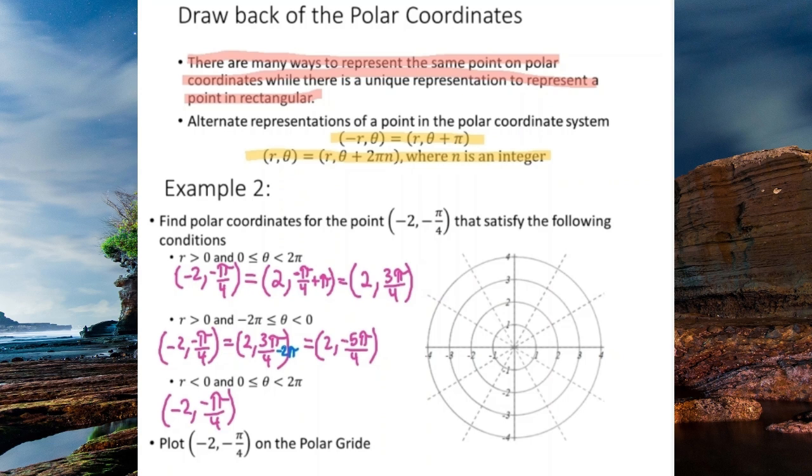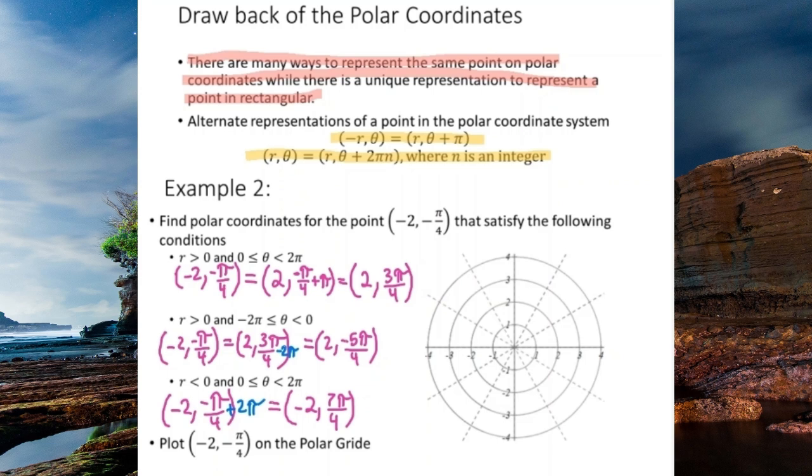Since our point already starts with a negative r, our first condition is already satisfied. However, our second condition is that theta has to be between 0 and 2 pi. Currently, the -pi/4 is too small. So we're going to add 2 pi to our angle, and when we do, we get -2, 7pi/4. Checking to make sure our conditions are satisfied, -2 is negative, 7pi/4 is between 0 and 2 pi. So -2, 7pi/4 can also represent the point -2, -pi/4, satisfying the given conditions.